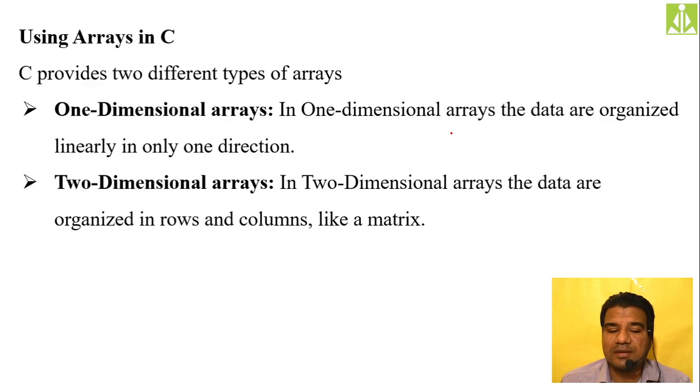Then, using arrays in C, C provides different types of arrays. In general, it is multi-dimensional. There is no specification that C will support only two. It can be one-dimensional, two-dimensional, three-dimensional, multi-dimensional. It can be any of these things. But for our understanding, we go with only one-dimensional and two-dimensional. So what is a one-dimensional array?